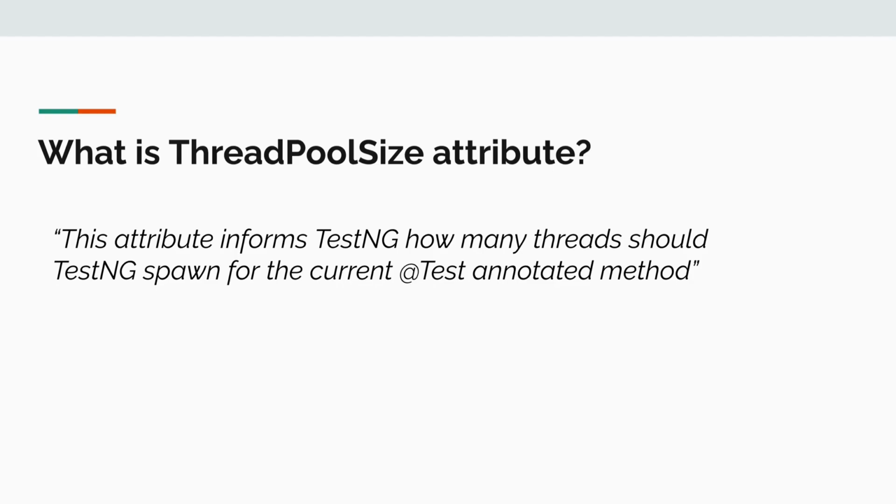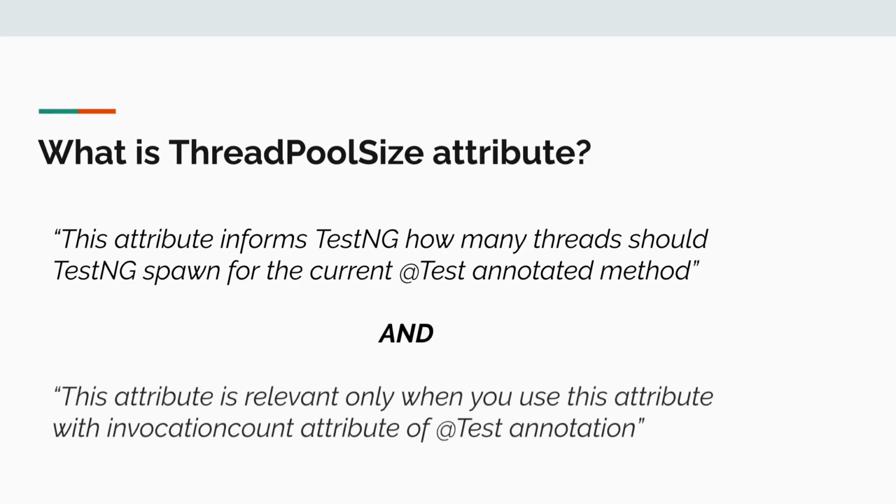Currently I am talking about only one method. This attribute is relevant only when you use it with invocation count. If you try to use the thread pool size attribute without invocation count, there is no use. You cannot run the same method multiple times in parallel. If you want to run the same test case multiple times, obviously you can use the invocation count attribute. But if you want to run the same test case multiple times and in parallel, you have to use the thread pool size attribute as well.